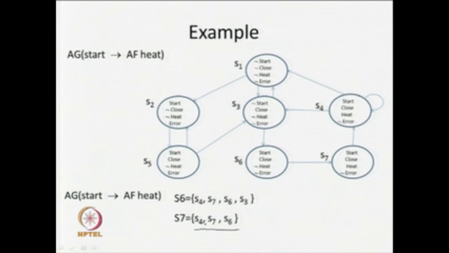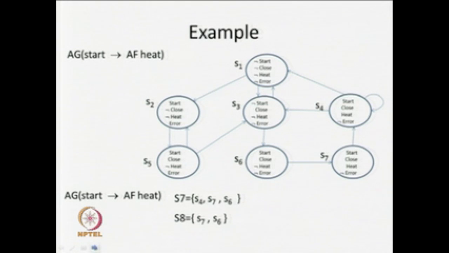Now, from these, we will look again at this condition, and what will happen in S4? You just see that it has S4 as one successor, it has one successor in S3 and another successor is S1. But AG start implies AF hit is not true in S3 and S1. So, we are going to remove S4 also. So, ultimately we are remaining with S7 and S6.